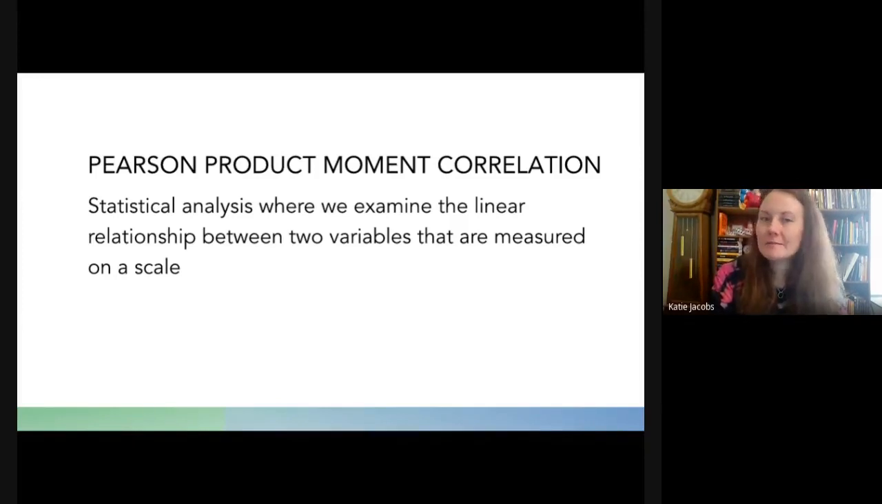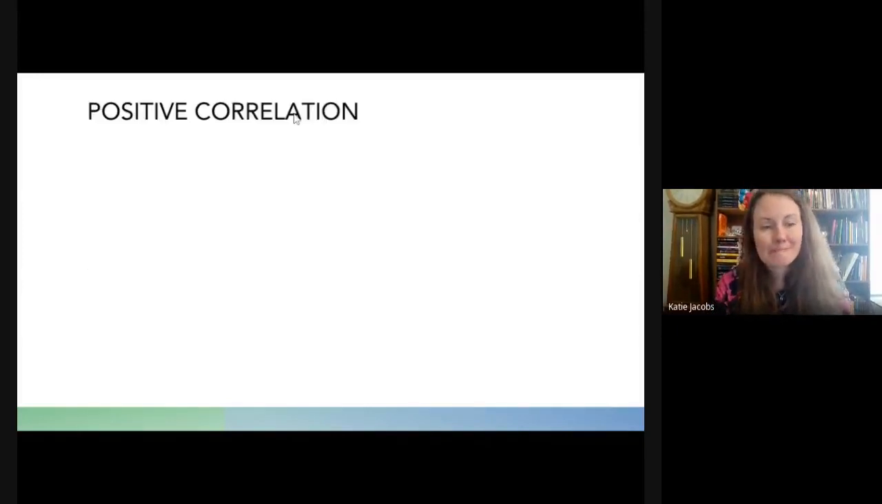What's a scale again? I'll ask you a question. You shout it out at your computer while you're doing this lecture at your leisure. So what is a scale? If you said interval or ratio level of measurement, you're correct. So here, what we're going to have is two variables, and both of them need to be on either an interval or ratio level of measurement so that we can do this analysis. If not, then you have to do something else.